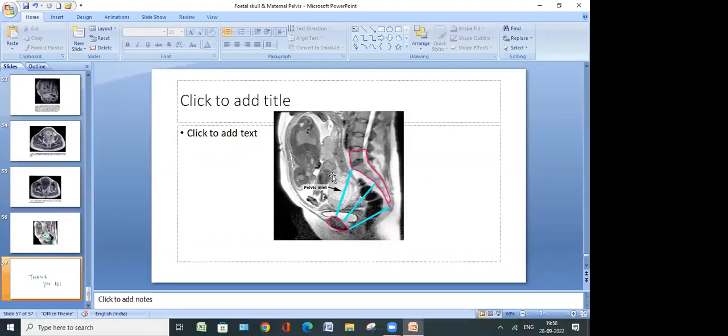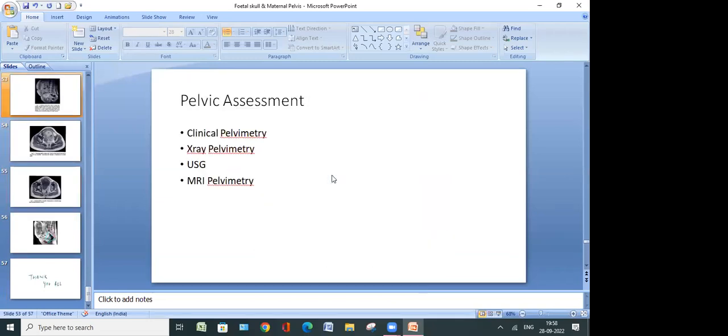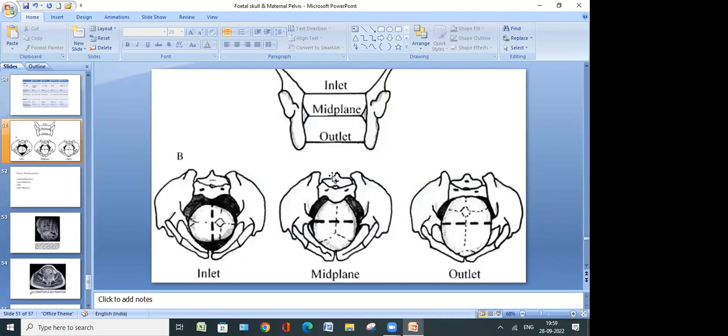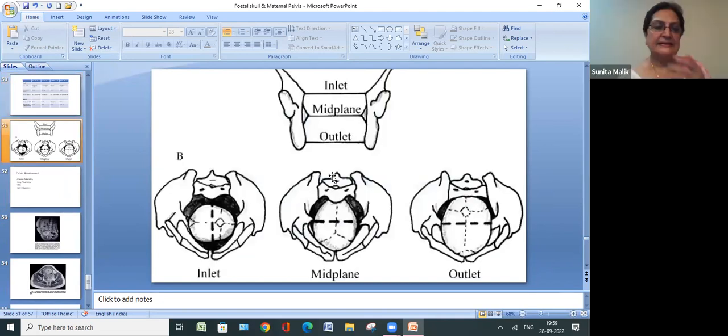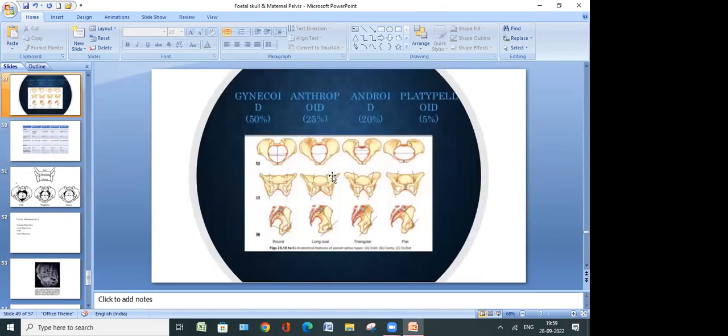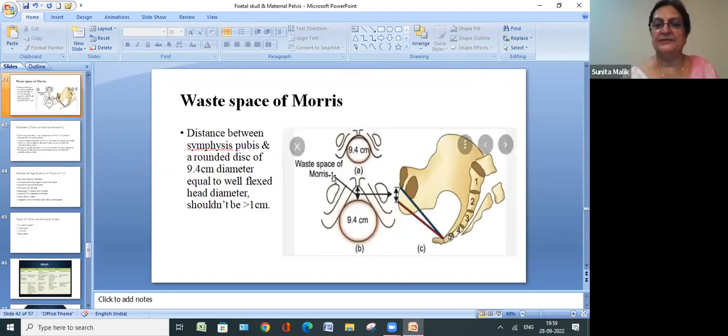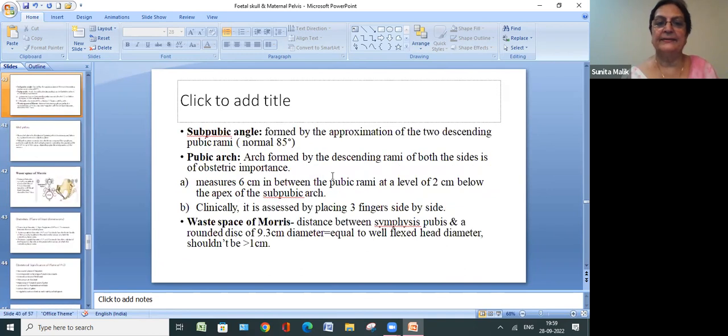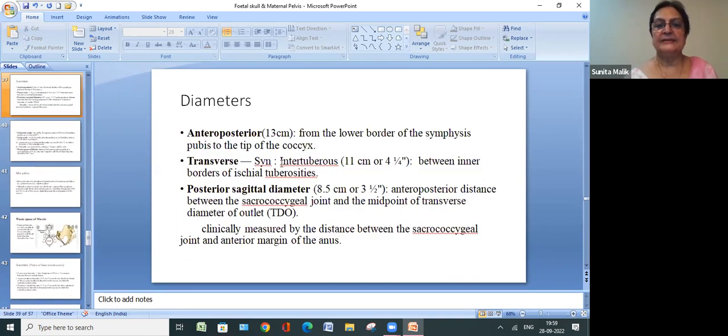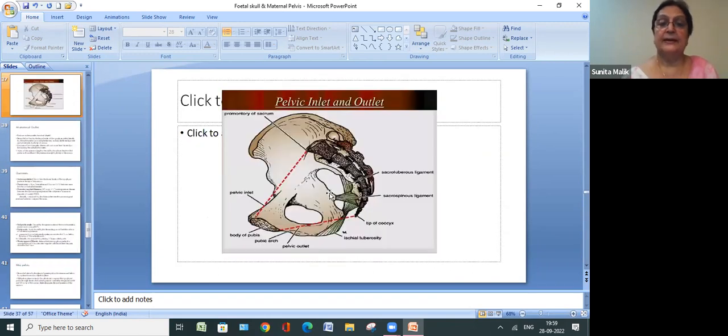Any other doubts you all have? There's nothing in the chat box that I can see. Nothing except that outlet part. So I'll just show these diameters which they were talking about, the outlet. 13 centimeters, 11 centimeters. Posterior sagittal is 8.5 centimeters at the level of the ischial tuberosity. Anatomical outlet from the tip of the coccyx.